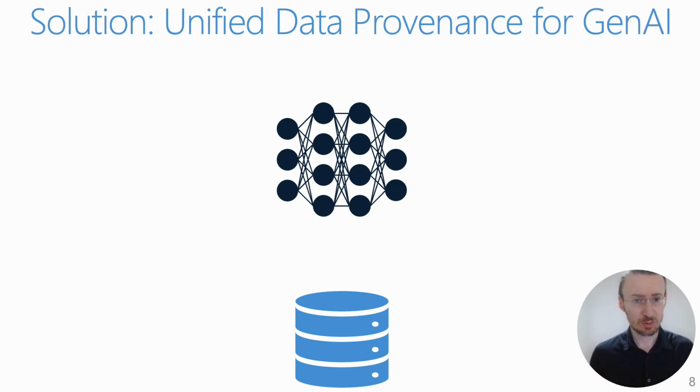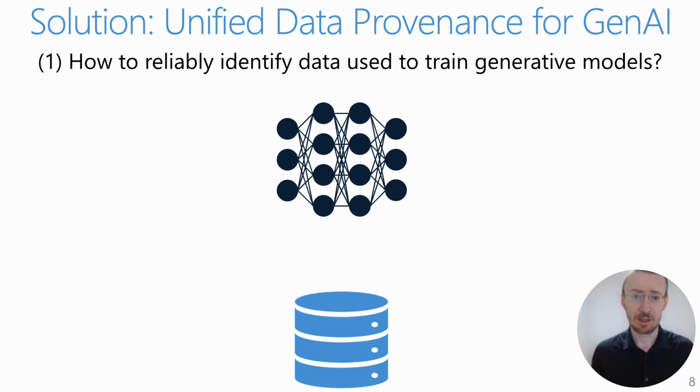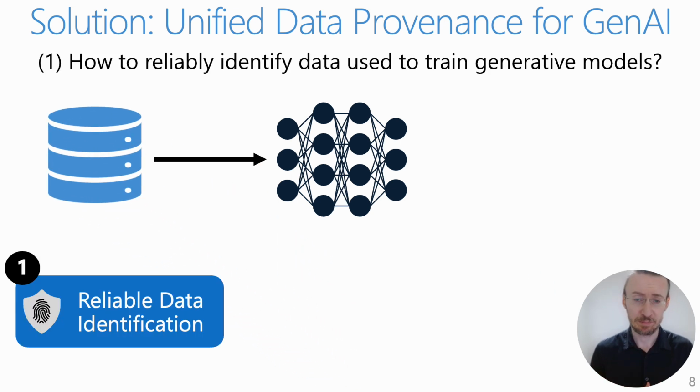The proposed solution is to build a unified data provenance framework for generative AI. This requires addressing three fundamental scientific questions. First, on the input side, the question is, how can we reliably identify if particular data was used to train a generative model?